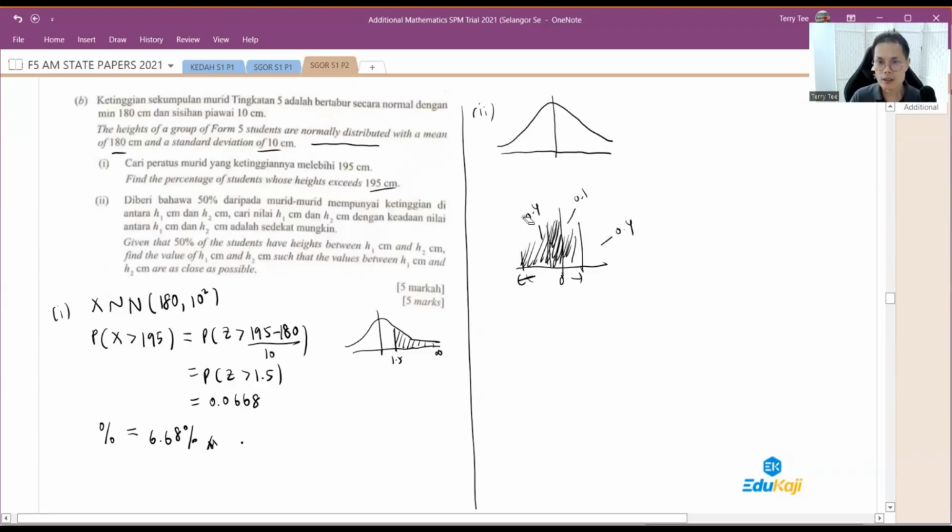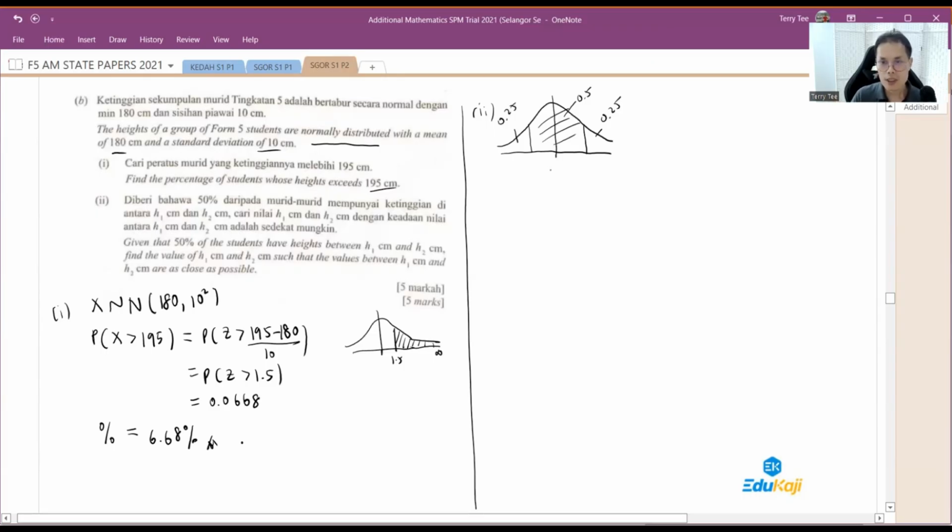So in order to get the smallest range for H1 and H2, you want these two to be the smallest possible, right? Maybe I draw it like that. Okay, better. So the whole thing is 50%, or 0.5. That means this should be 0.25 and this should be 0.25. You can do 1 minus 0.5, divided by 2.